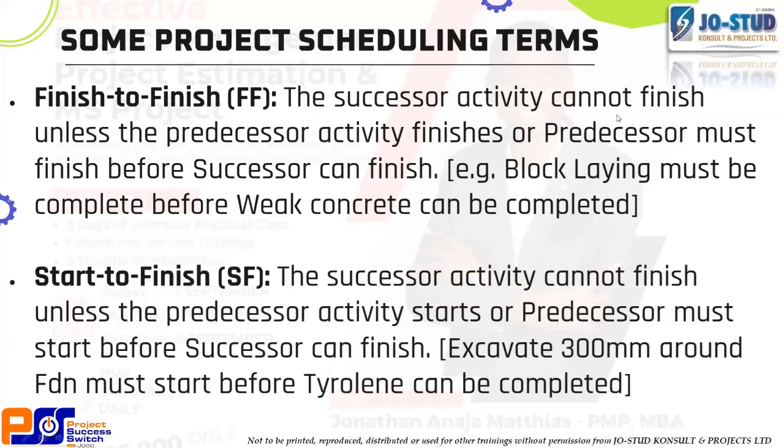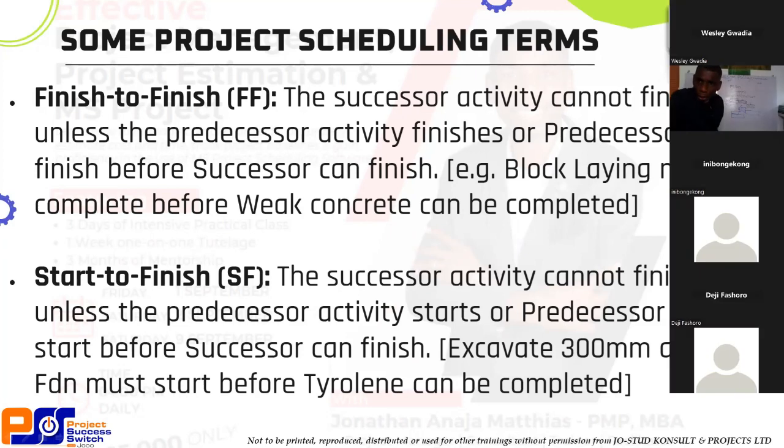The fourth kind of relationship is start to finish. The successor activity cannot finish unless the predecessor activity starts, or the predecessor must start before the successor can finish. For example, excavating 300 mm around the foundation must start before tyrolene can be completed. You can't tell me you didn't start. The reason why we do this, I think this was from one of my sites, right? One of the experiences we have in Abuja now, most people have tyrolene on the walls, most developers now.